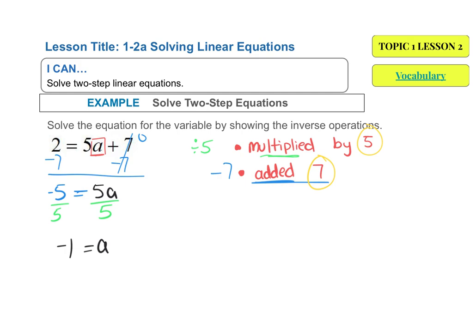Remember, you can check your work by plugging your answer into the original equation. So I can replace the a with the number negative 1, and I should be able to simplify this to get 2. So if I were to go ahead and simplify, I would end up with negative 5 plus 7. Negative 5 plus 7 does equal 2 because the two sides are actually the same. They are balanced, so my answer has to be correct.